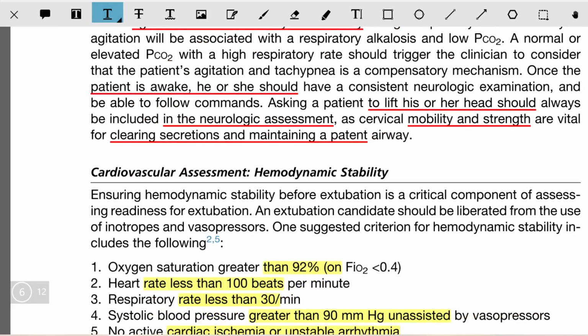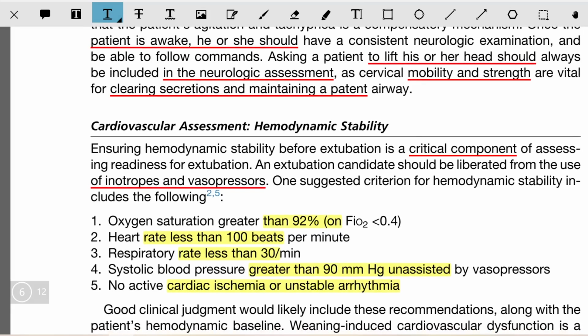Coming to the cardiovascular assessment or hemodynamic stability, ensuring cardiovascular hemodynamic stability before extubation is a critical component of assessing the readiness for extubation. An extubation candidate should be liberated from the use of inotropes and vasopressors. One suggested criterion for hemodynamic stability includes the following: oxygen saturation more than 92%, heart rate of less than 100 beats per minute, respiratory rate of less than 30 per minute, and systolic blood pressure of greater than 90 millimeters of mercury unassisted by vasopressors.